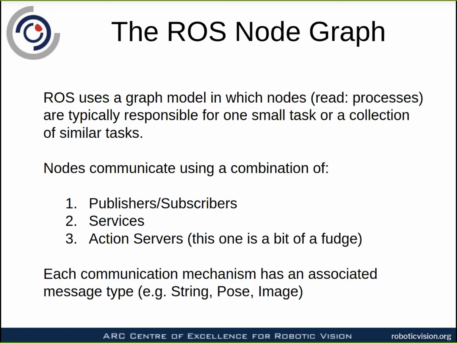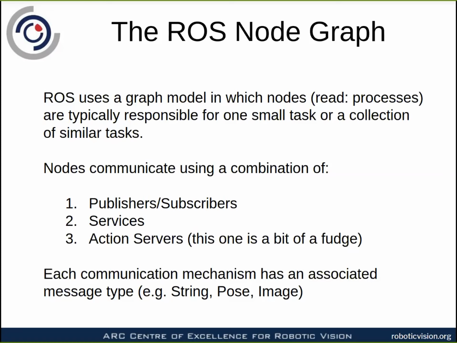Each node is generally responsible for a single task. So I have one node that is responsible for getting camera images from my camera, and then I have another node that takes those camera images and computes detections on them. There are three different ways that you can have nodes communicate. The first is publishers, subscribers, which we'll talk about, services, and action servers.